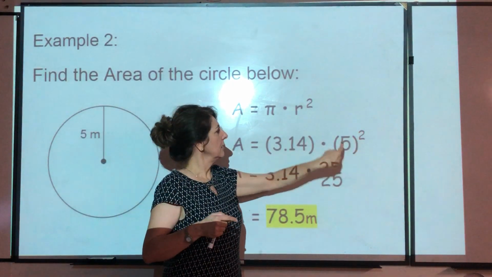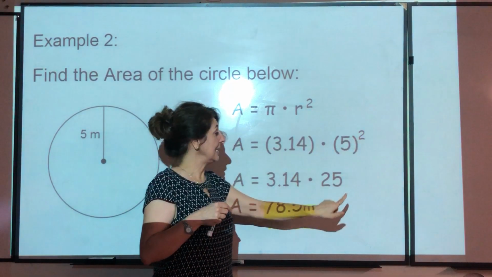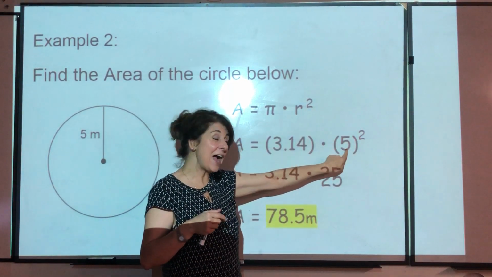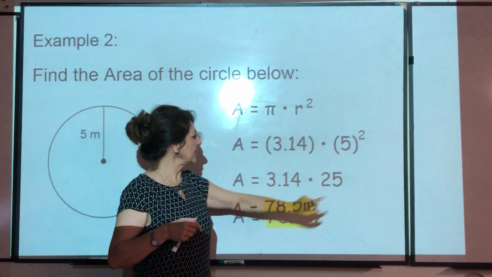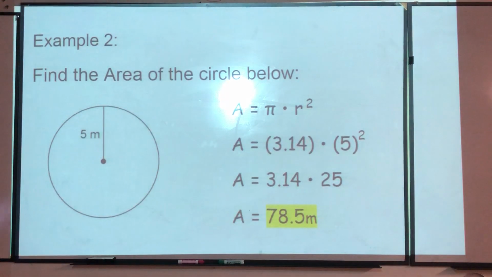Remember, again, 5 to the second power is not 5 times 2, 10. It is 5 times 5, which is 25. 25 times 3.14, 78.5 meters.